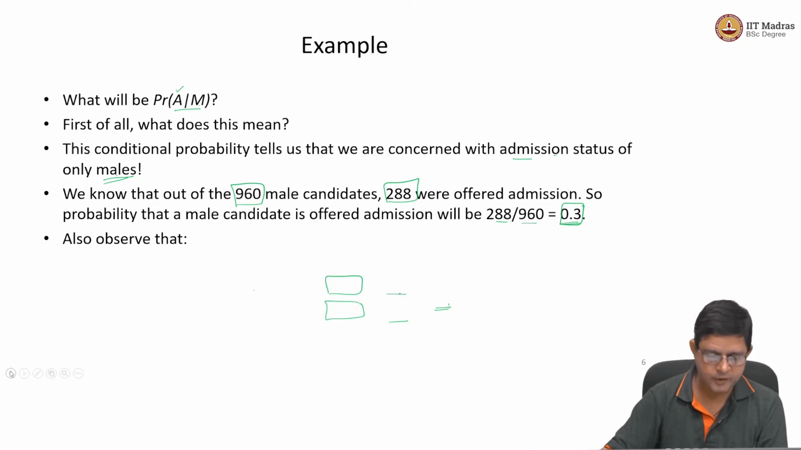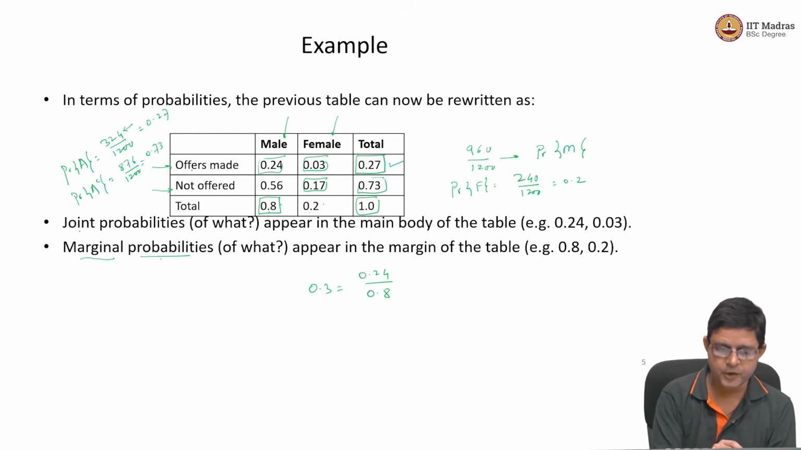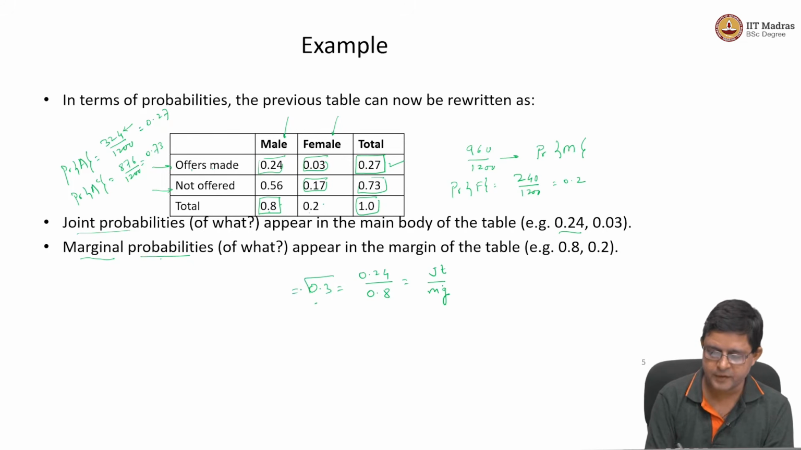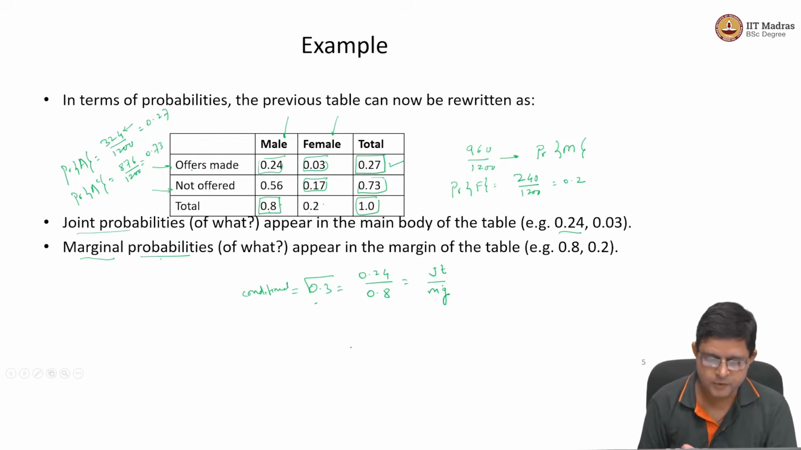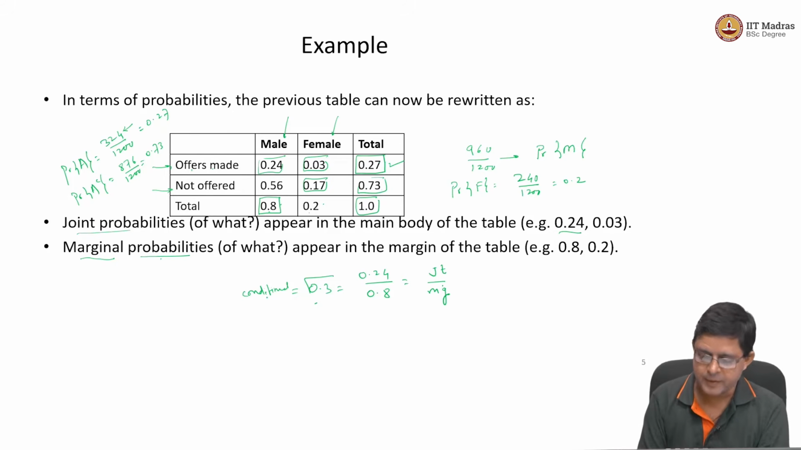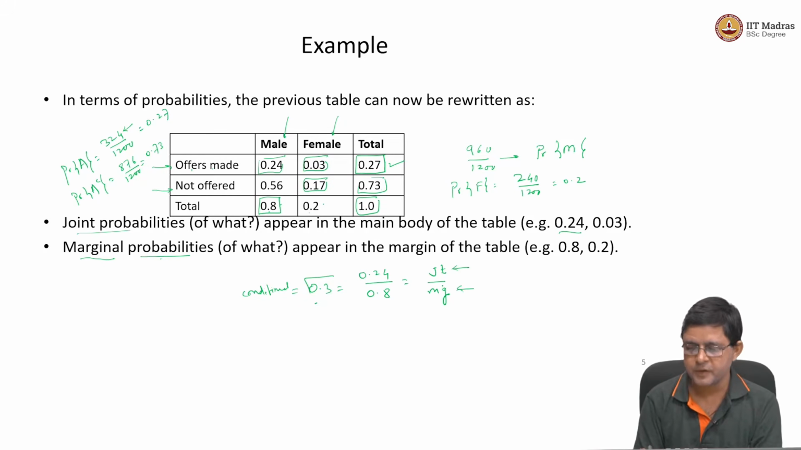However, what does this 0.24 represent? You already know: this 0.24 represents joint probability. What is this 0.8? 0.8 is a marginal probability. What is this 0.3? We said this 0.3 is a conditional probability. And that is how you get your method for calculating conditional probability. Conditional probability is always calculated as the ratio of joint probability divided by marginal probability. Say that again: conditional probability is always joint probability divided by marginal probability.